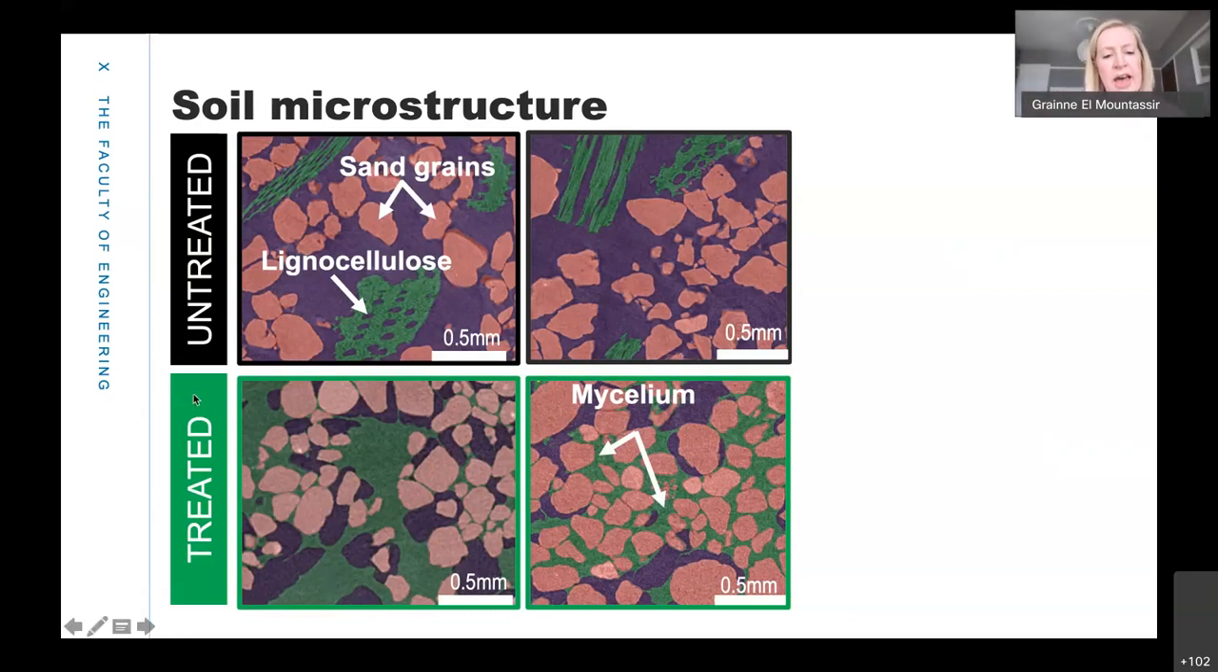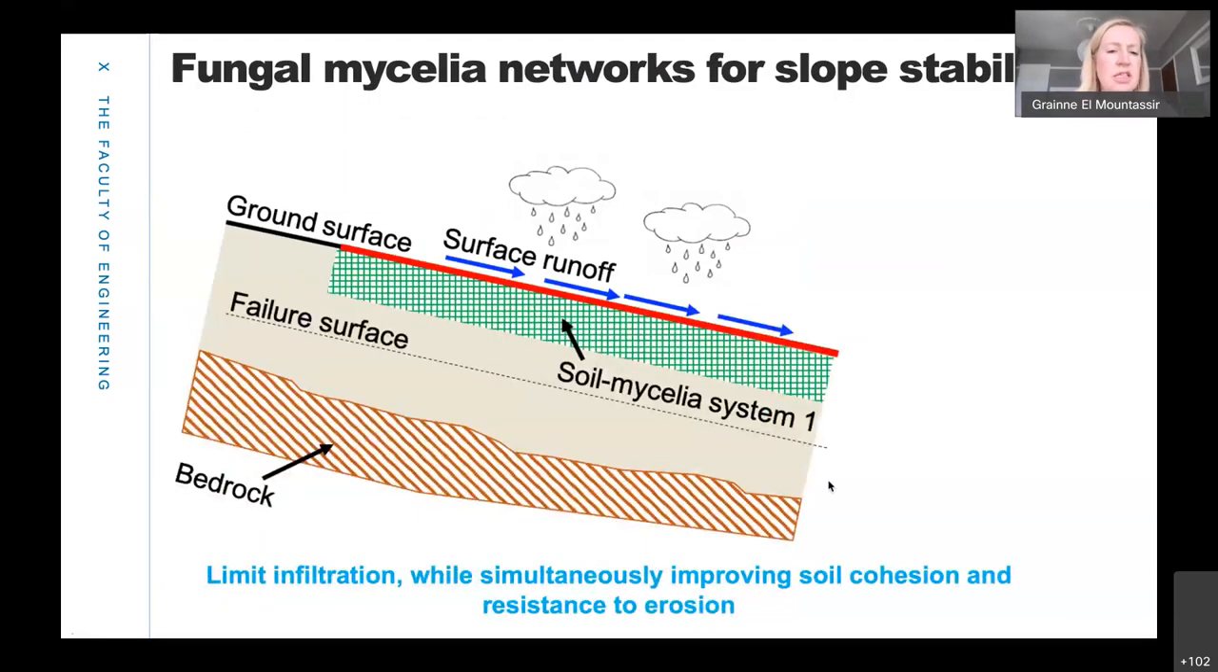In the treated, now we have this mycelium phase, which is connecting the grains together, binding them, and it's reaching between grains, so hyphae or aggregations of hyphae. It also seems that we're infilling some of the smaller pore space as well. So these experimental results seem to suggest that the fungal mycelia can have beneficial characteristics within a geotechnical context. For slopes, they may be able to help to limit infiltration while simultaneously improving soil cohesion and resistance to erosion.